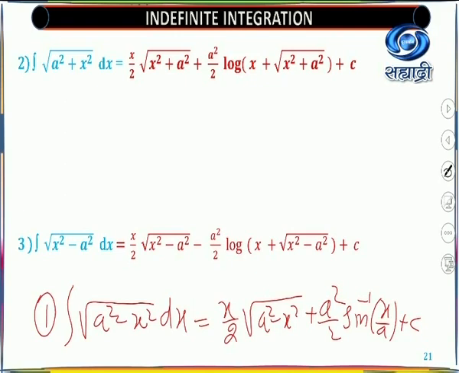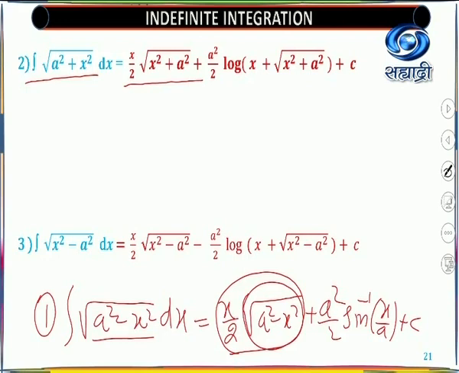Now the next formula is of a similar kind. Look here, it is the integral of root of a square plus x square. Here you had a square minus x square, but now you will have x by 2 root of x square plus a square, the same term, because the sign inside stays the same. Now a square upon 2 log of x plus, because it is a plus sign, as you have already studied, this is nothing but log of x plus root of x square plus a square.